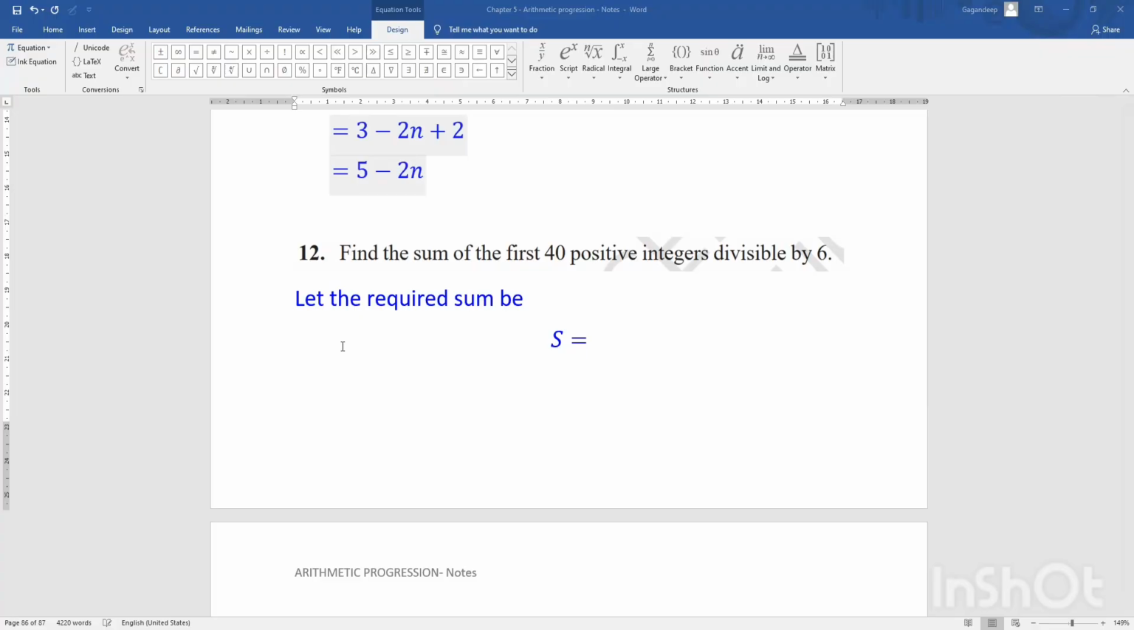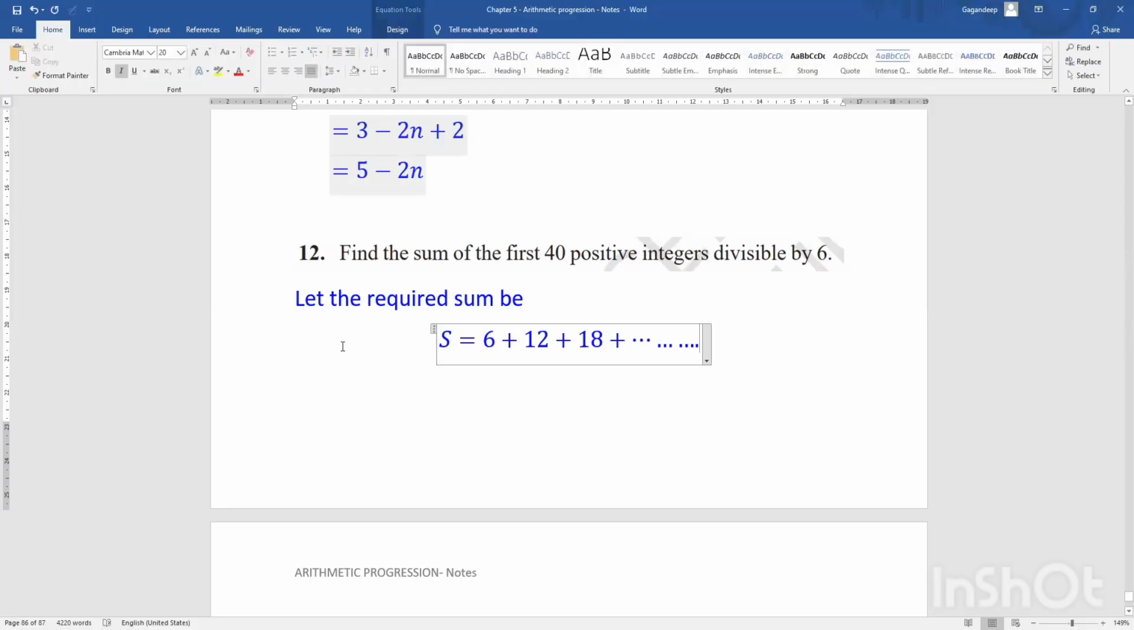That means you are going to write the multiples of 6. Which are the multiples of 6? 6, then 12, then 18, and so on. How many terms should we take? We should take 40 terms. So I'm going to write up to 40 terms.